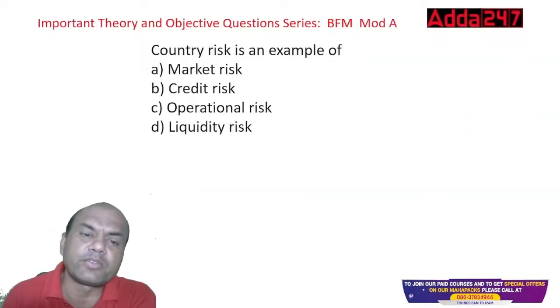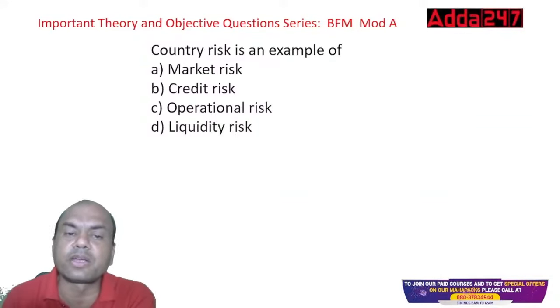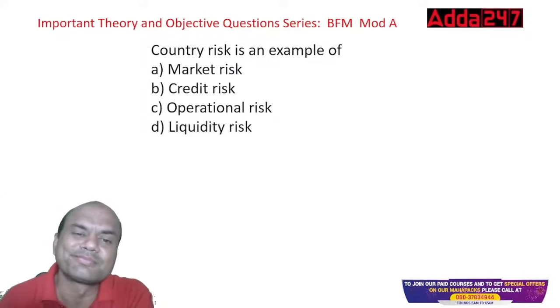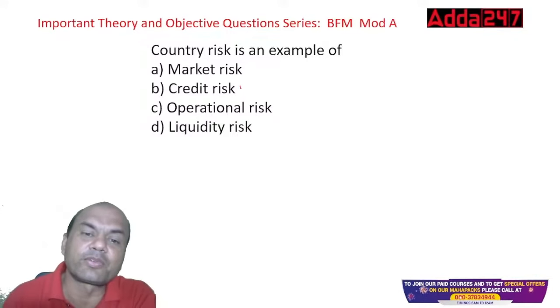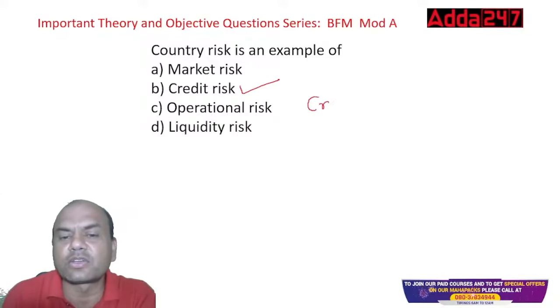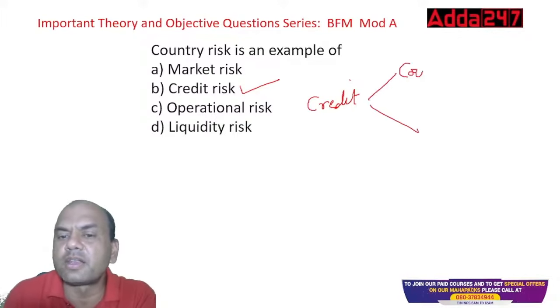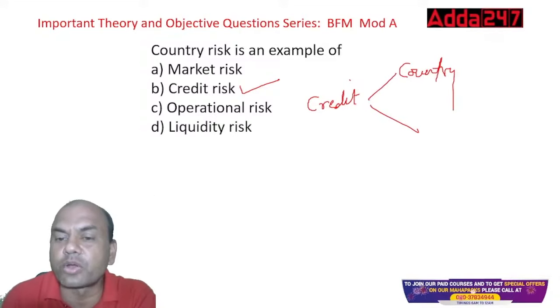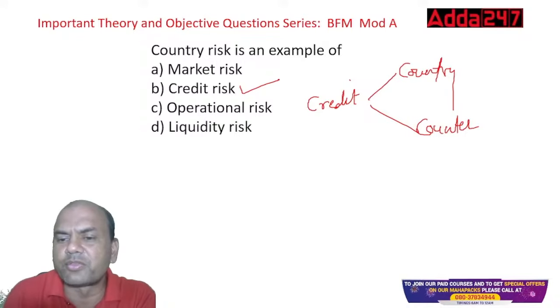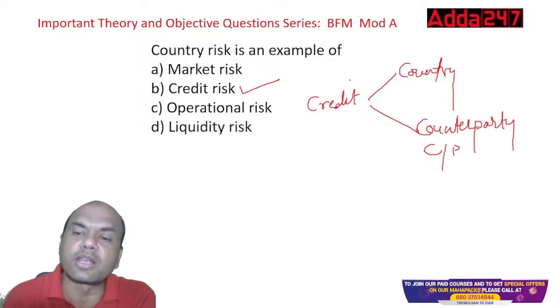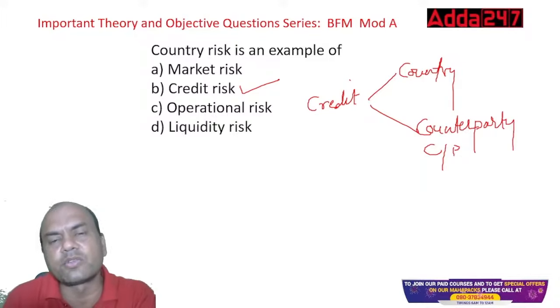Country risk is an example of market, credit, operations or liquidity risk. So country risk is an example of what? It is a part of credit risk. See here, credit risk always is of two types. Always remember this, two types. One is country and the second is counterparty. I'll write it in full, because many students might not understand this. The short form of counterparty is CP. So country risk and counterparty risk. Credit risk always has two parts.